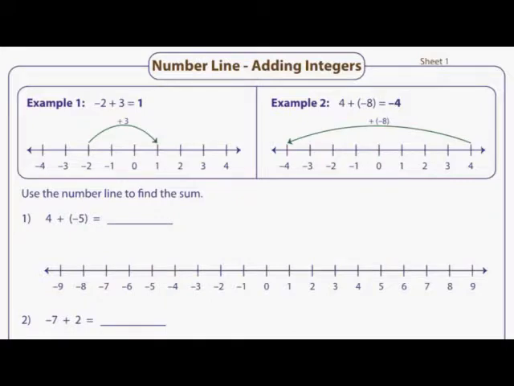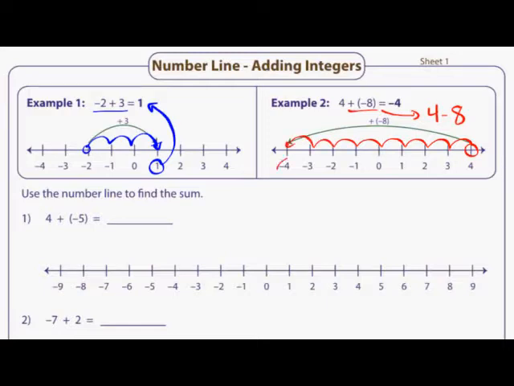So let's go through some examples. Right here, first example is negative 2 plus 3. Start at negative 2, add 1, 2, 3, and identify where you end up, which is 1. Same thing happens when adding, but if you're adding a negative number, you have to go the opposite way, because this is the same as 4 minus 8. So you start at positive 4 and subtract 1, 2, 3, 4, 5, 6, 7, 8. You end up at negative 4.